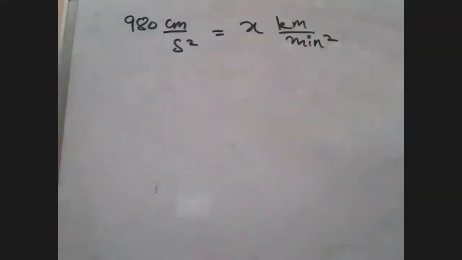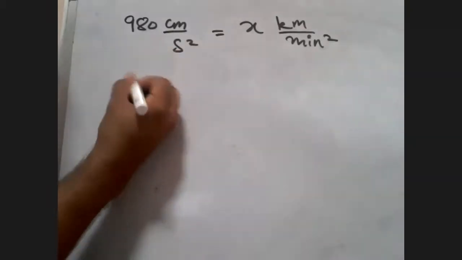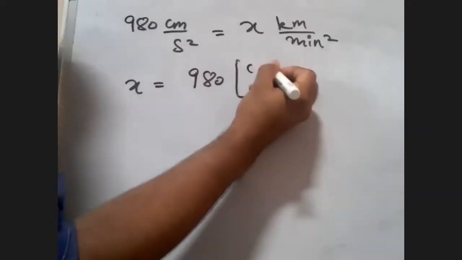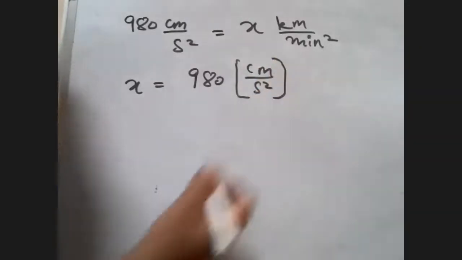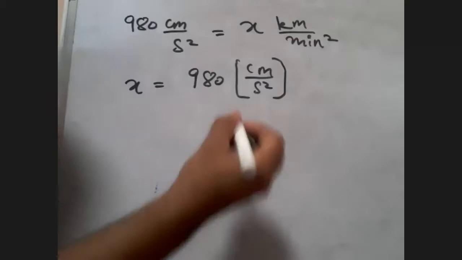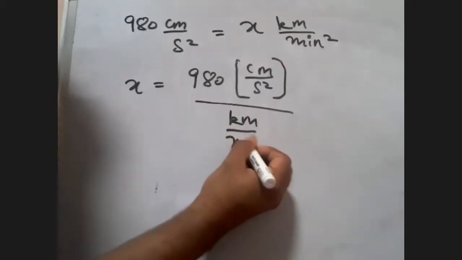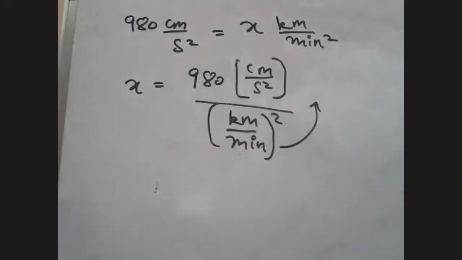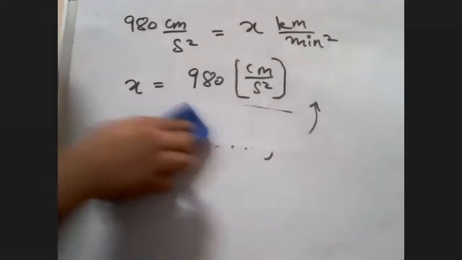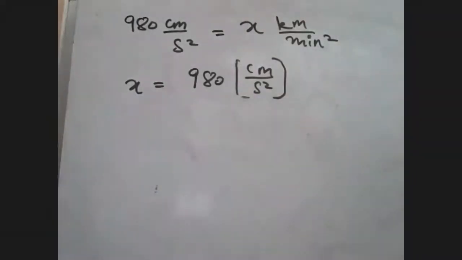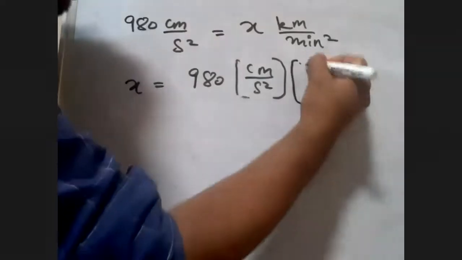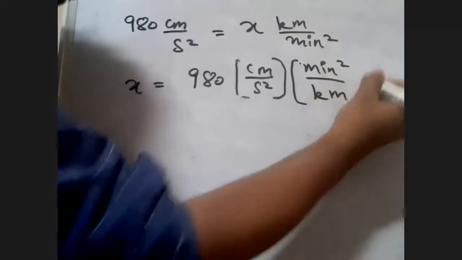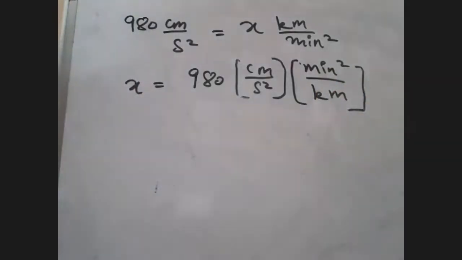Yes or no? I can write it like this. Now same thing. So x is equal to what? X is equal to 980, of course, centimeter upon second square, whole upon kilometer upon minute square. This entire thing will go up, isn't it? So I'll take a reciprocal of it. I will just rub this here. Instead of writing it here, I will write the reciprocal of it on top, and that is going to be minute square upon kilometers. Just the same thing I've written down.